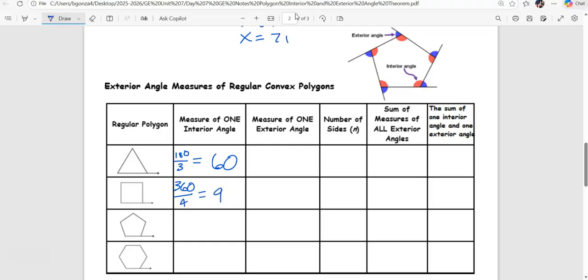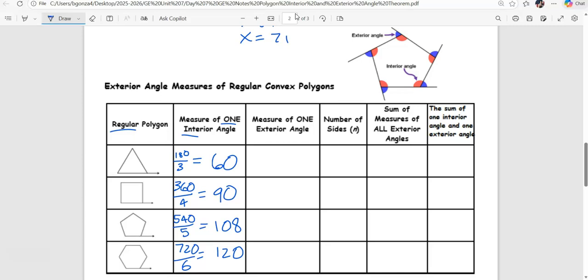That gives you 90. 5-sided figure, the sum is 540 divided by the number of sides 5 gives you 108. And then 6-sided figure is 720 divided by the number of sides 6 gives you 120. Okay. I know I did that kind of fast, but that's taking the sum divided by the number of sides. That will give you one interior angle of a regular polygon. Okay. Now, how do you find one exterior angle?